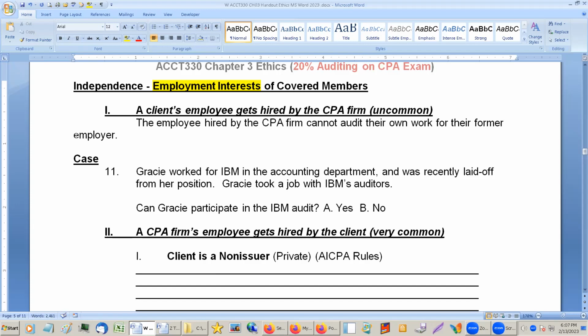Okay, so the employee hired by the CPA firm cannot audit their own work for their former employer. So whatever work they did, they cannot be in an audit that audits that work.